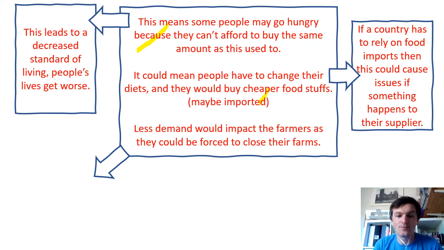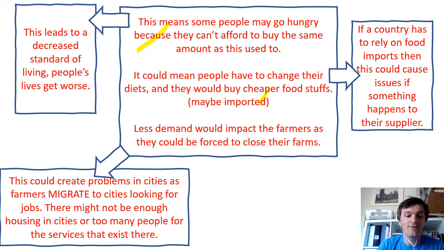Our third and final point: less demand will impact the farmers, and they could be forced to close their farms. So if they close their farms, this could create problems in the cities. For the farmers who live in that high plains region down the centre of America, they could be forced to leave, and they're going to end up in the cities. They could be forced to migrate to the cities looking for jobs. There might not be enough housing in the cities, or there might not be enough services there. So this creates another problem.